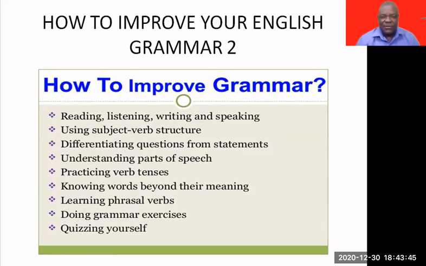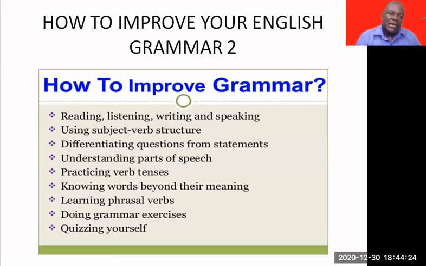Then understanding parts of speech, we earlier mentioned that. Practicing verb tenses, that's another aspect. Of course, I have uploaded videos on the parts of speech. I also have uploaded videos on how to use your tenses. There's also another video dealing with sequence of tenses, all right? Then knowing words beyond their meaning, learning phrasal verbs, doing grammar exercises, quizzing yourself. These are ways of improving your English grammar.